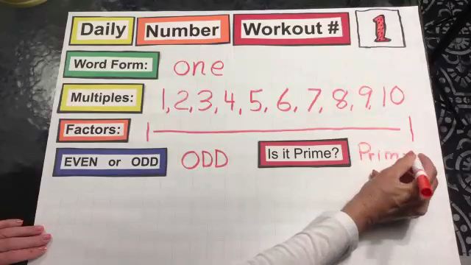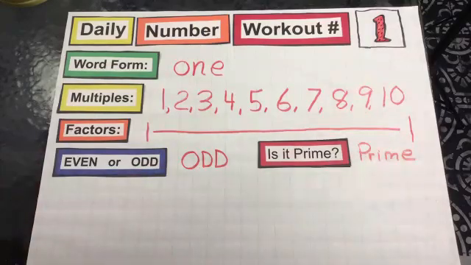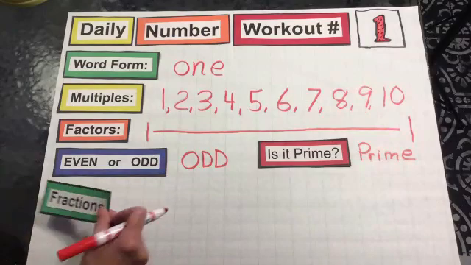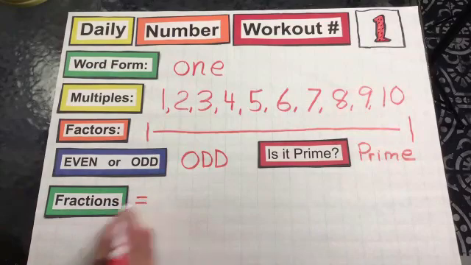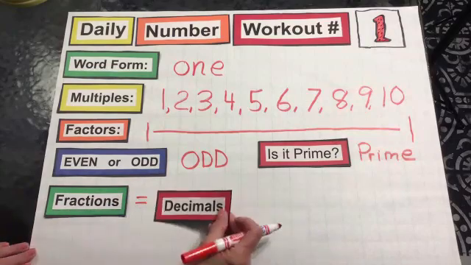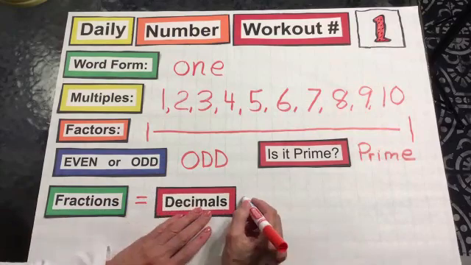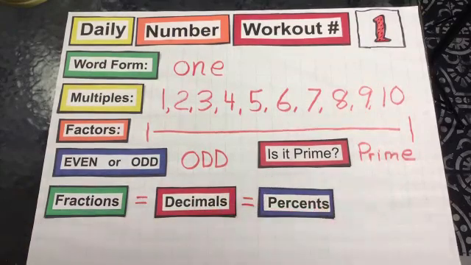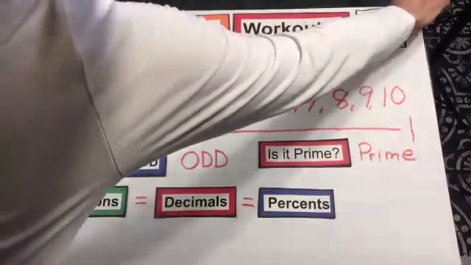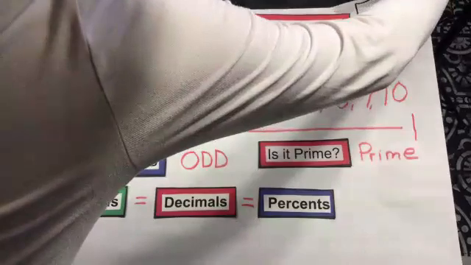All right. The next thing we're going to do is we're going to find out what the fractions, and write an equal sign because we're finding out the equivalents in decimals, and then write the equal sign again, and we're finding out the equivalent of the fraction, decimal, and percent. So take your time writing that down. I'm going to move my chart paper up so we can all see what's going on.